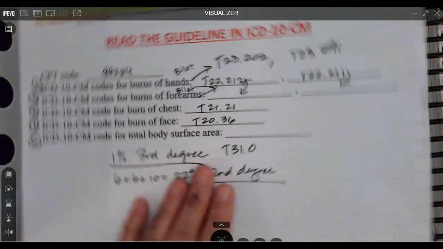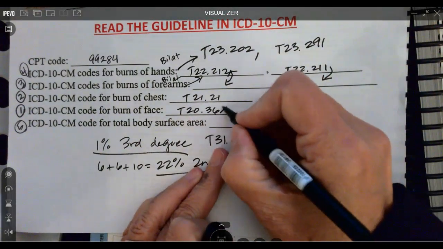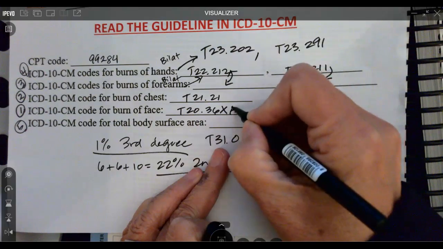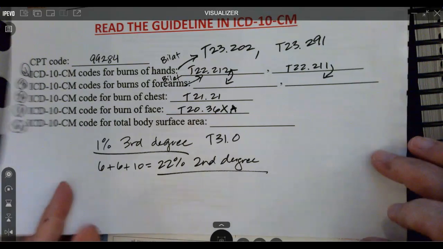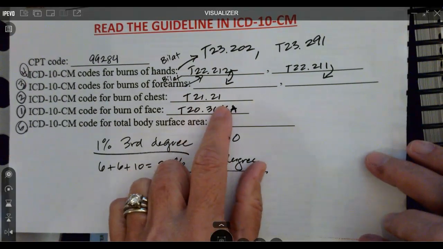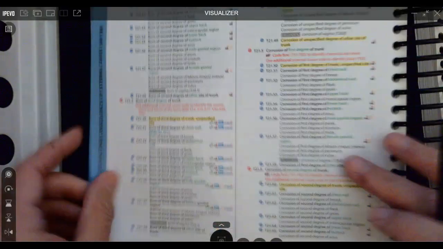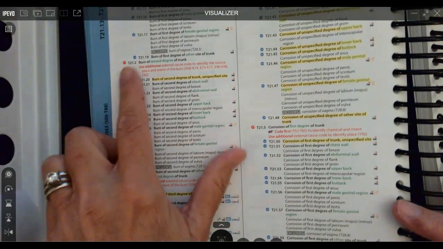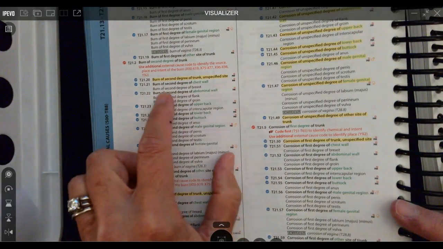Okay, so we have to get to that 7th character. We have 5, right? We're going to go 6, 7 to get to our 7th character of A. Sorry, that's kind of messy. Okay, then we're going to go to T21.21. We're going to get over here, turn the page. Here we are, T21.21, burn of 2nd degree of chest wall.